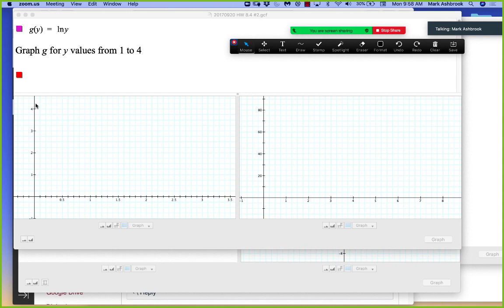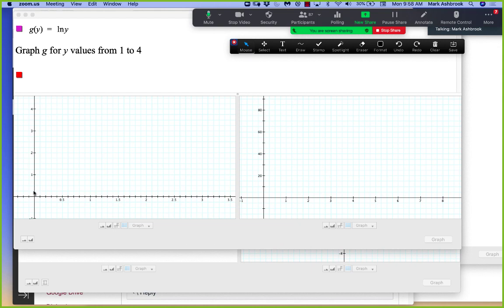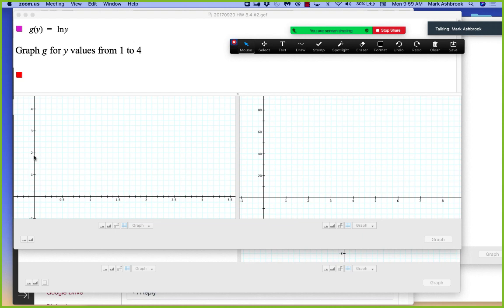So what we're going to do is graph g for the independent value being y. So we're going to put the independent value y on the vertical axis. So we're going to start here. We're going to think of values of y and then corresponding values of the function being on the horizontal axis.